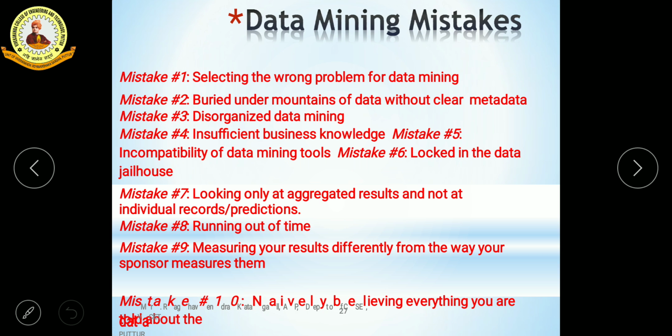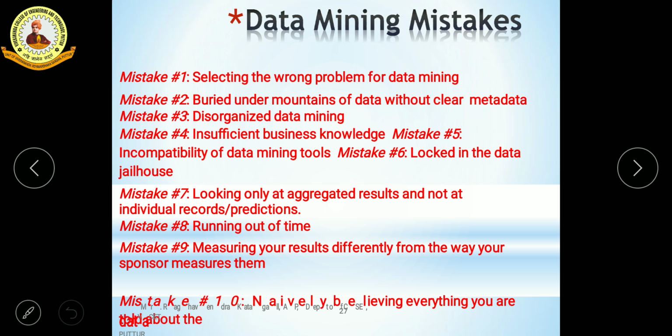Okay, then coming to data mining mistakes, there are some of the mistakes. Mistake 1, that is selecting the wrong problem for data mining. Without the right goals or having no goals, selecting the wrong data for data mining leads to mistakes. Then buried under mountains of data without clear metadata. So you have a huge amount of data, you don't know what you are doing, you don't have a clear idea about your metadata. That is one of the mistakes. Then disorganized data mining. Without any clear goals, if you organize your data, then it is just a waste of time.